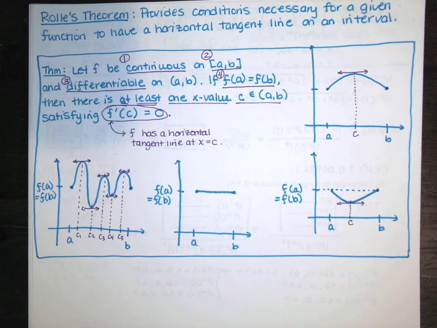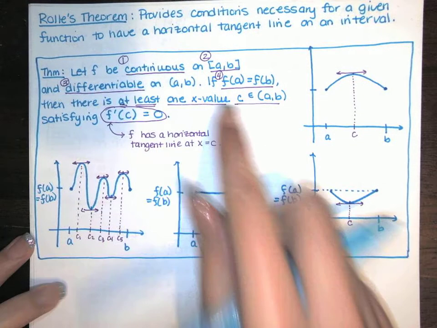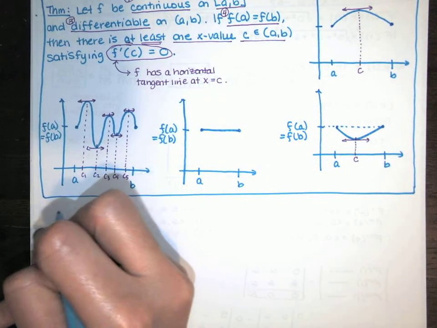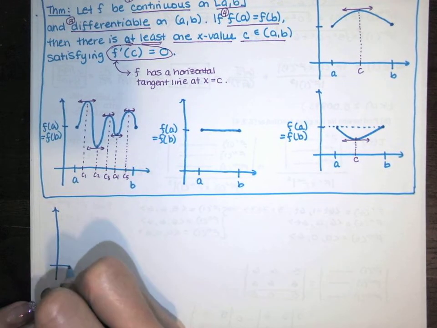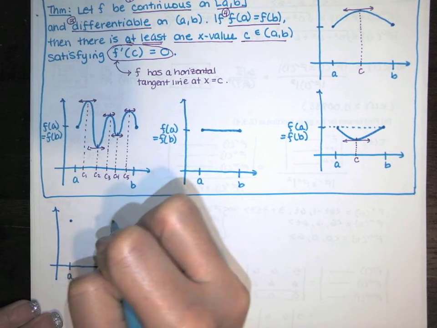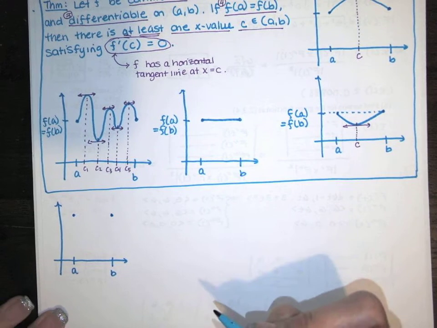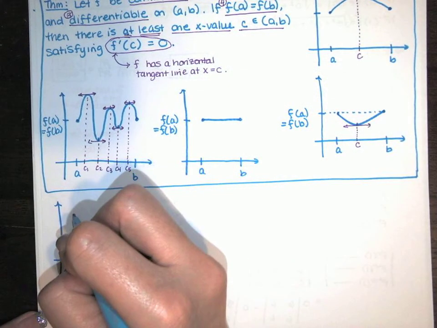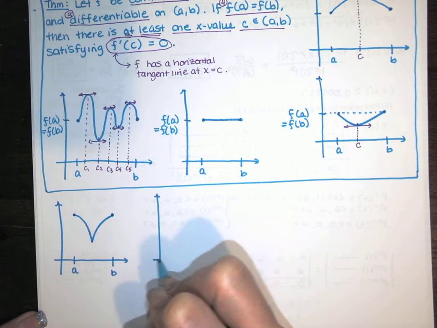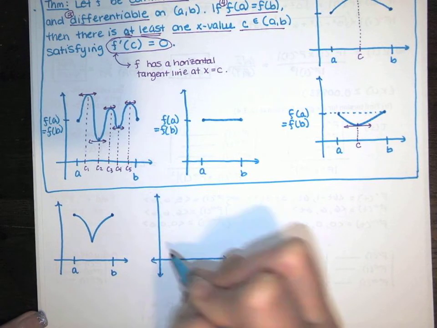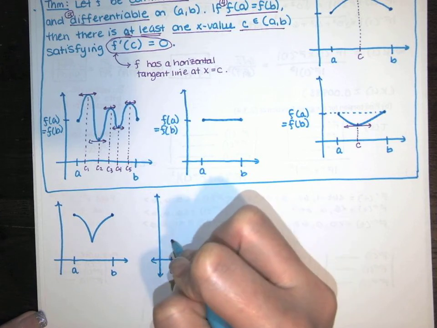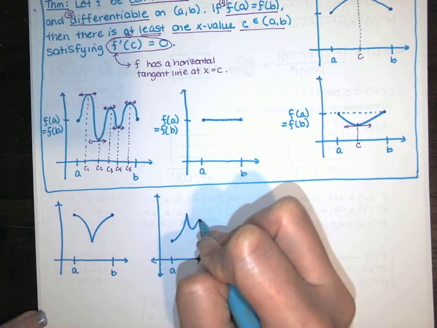Now, it's possible that Rolle's theorem doesn't apply. If any of these conditions isn't satisfied, Rolle's theorem doesn't apply. So maybe I've got a function like this. We're on the interval from a to b. The y value at a and the y value at b are the same. Maybe the graph looks like that. Or maybe the y value at a and the y value at b are the same, and the function looks like that.